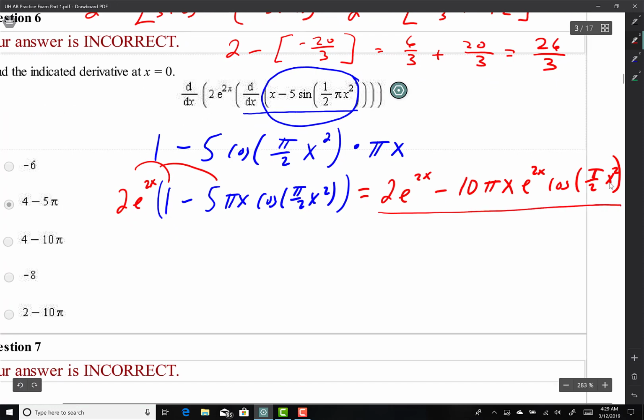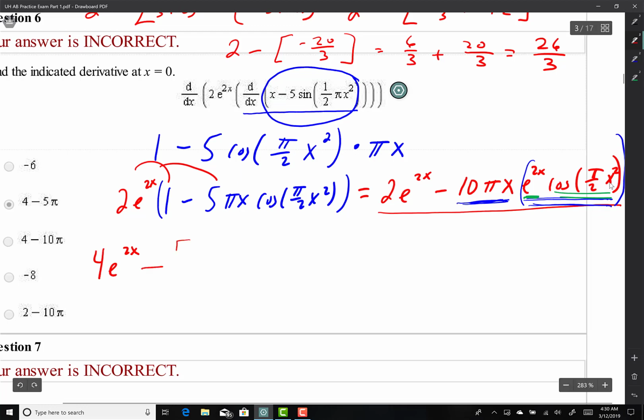So let's try and do that. We're taking the derivative of that. 2e to the 2x, that's just 4e to the 2x, 2e to the 2x times 2. Now this part here, we're going to do product rule. But within the product rule, there's going to be another product rule, as you can see. So product within product. So yeah, it's going to get nasty, guys. So here we go.